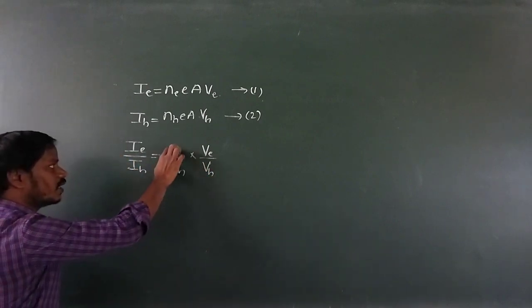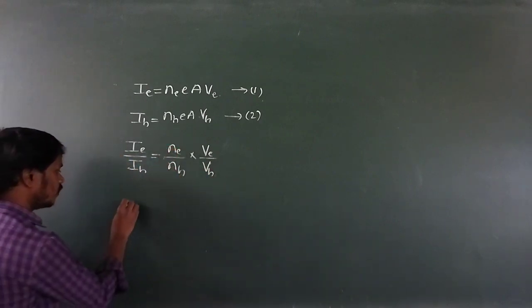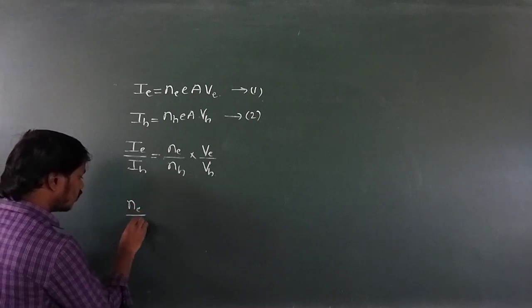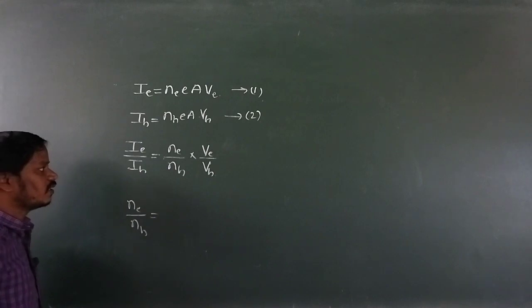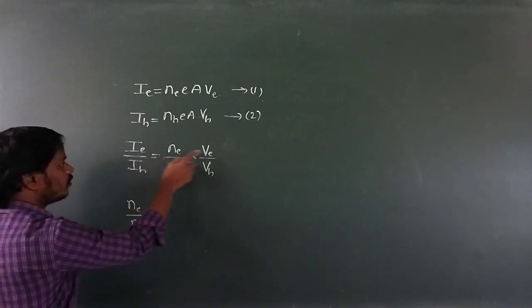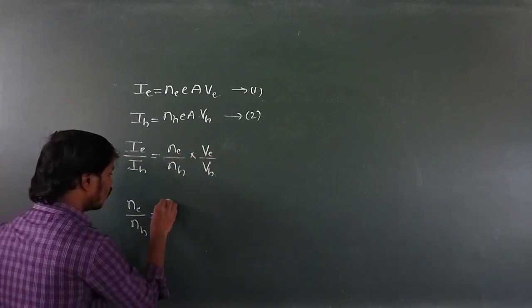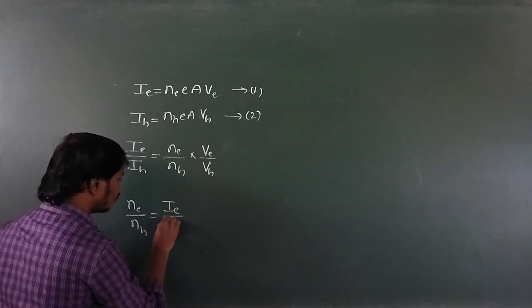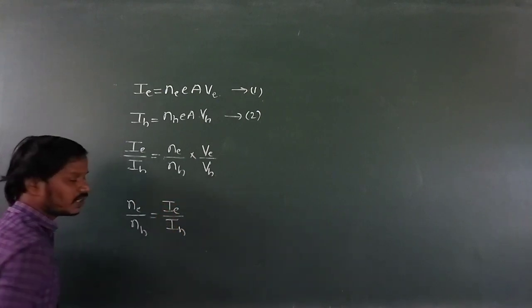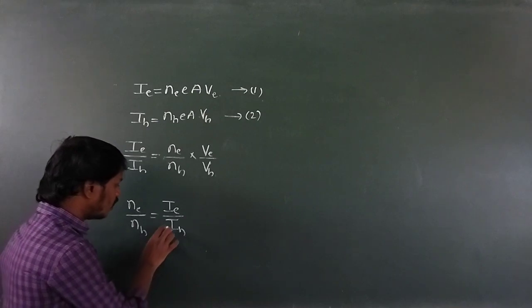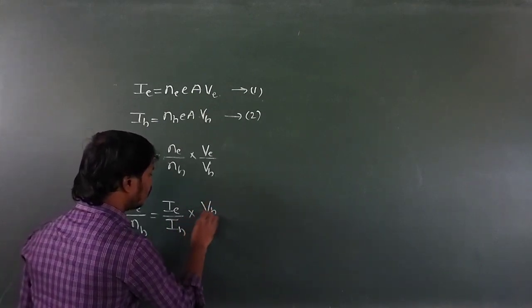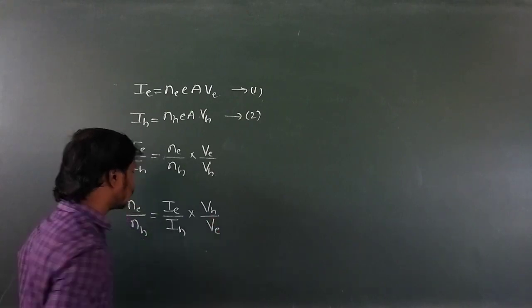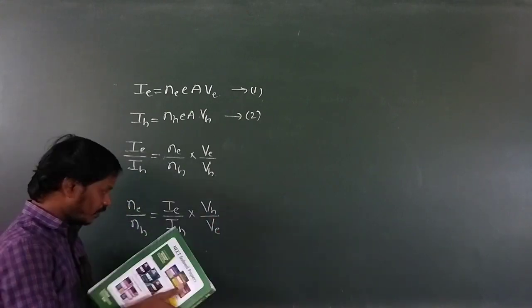But what is our aim? Our aim is to find Ne by NH. Then Ne by NH is equal to, let us take VE by VH to the left hand side. Then VH comes to the numerator and VE comes to the denominator. Then IE by IH, where IE is the current due to electrons and IH is the current due to holes, into VH by VE. So what is the ratio of current given? That is 5/4.